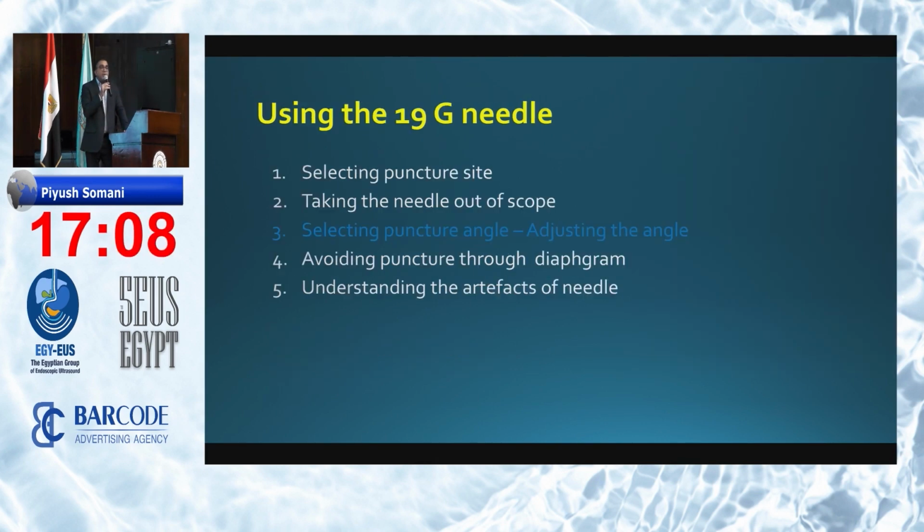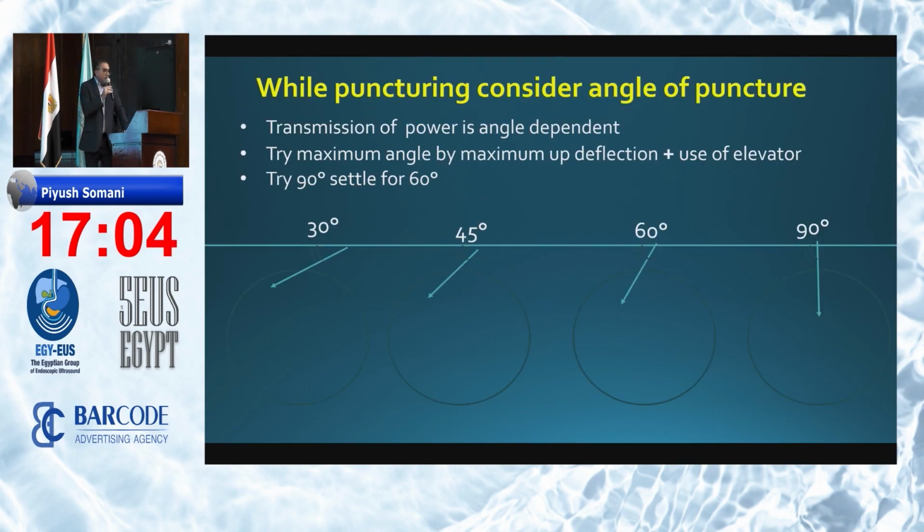Now, selecting the puncture angle. How should we puncture with the needle? At what angle? While puncturing, consider the angle of puncture. Transmission of power is angle dependent. Try maximum angle by maximum up deflection as well as use of the elevator. And obviously the endoscopic image is important. Ideal will be somewhere between 60 to 70 degrees.